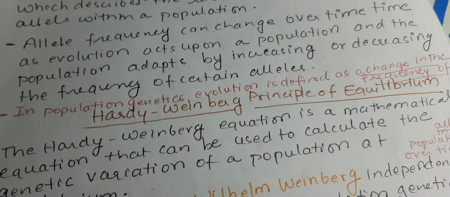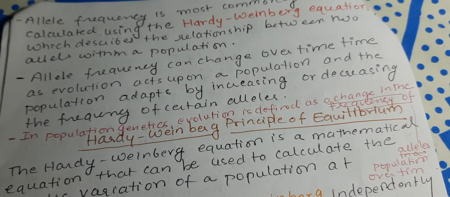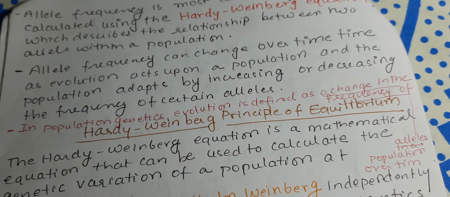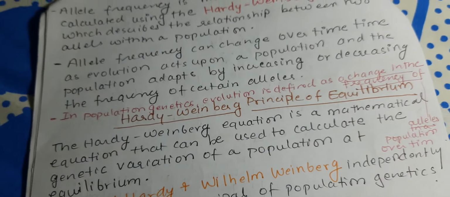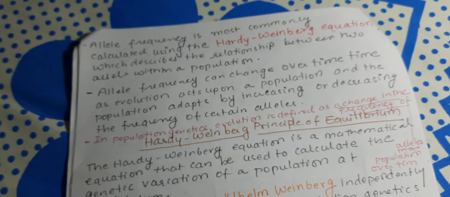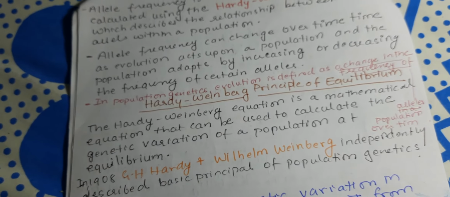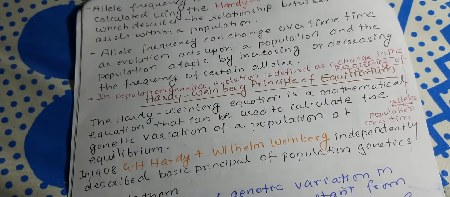So whenever there is a change in the frequency of an allele, that means there are chances of variation occurring. And when variation is occurring, evolution is occurring, but when variation is not occurring, evolution is not occurring. That means what? The allele frequency is not changing. Means what? The allele frequency is constant.